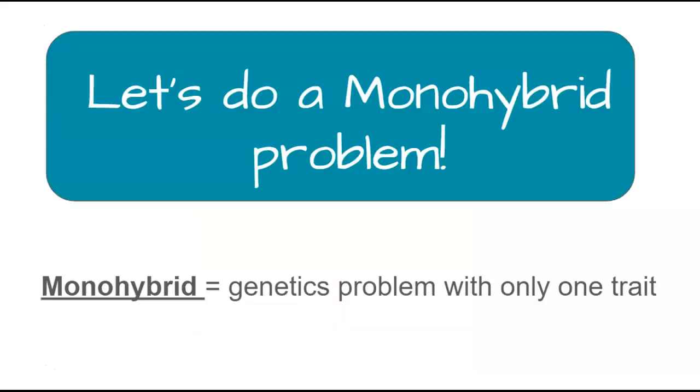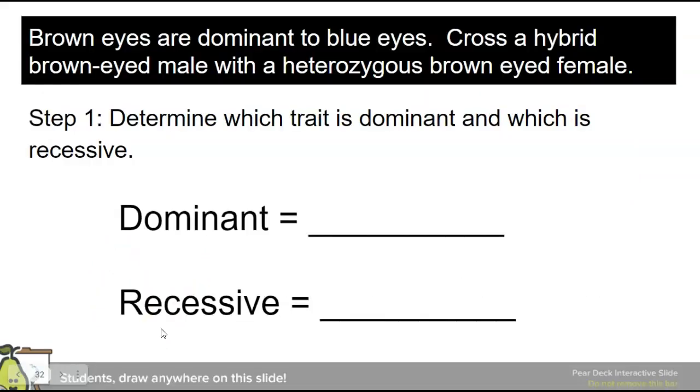So how do we solve Punnett square problems? The type of problem we're going to do today, and you don't need to write this down, is called monohybrid. It just means a genetic problem with only one trait. Mono means one. Hybrid means to kind of cross two together. So let's take a look at this problem.